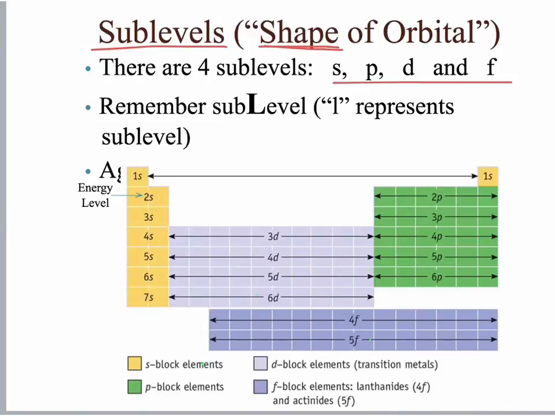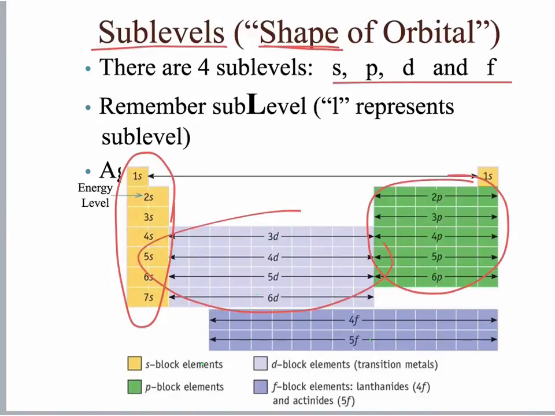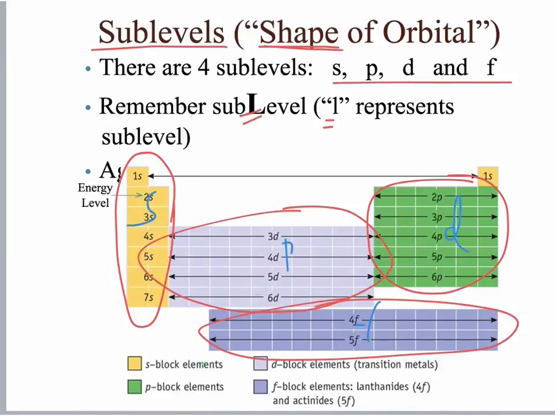So you're going to hear me talk about the S block of the periodic table, the P block of the periodic table, the D block, and the F block of the periodic table. A good way to remember this is sublevel. So the L quantum number represents the sublevel. So right now, it is a great idea to just label a periodic table and commit this to memory: S, P, D, and F.